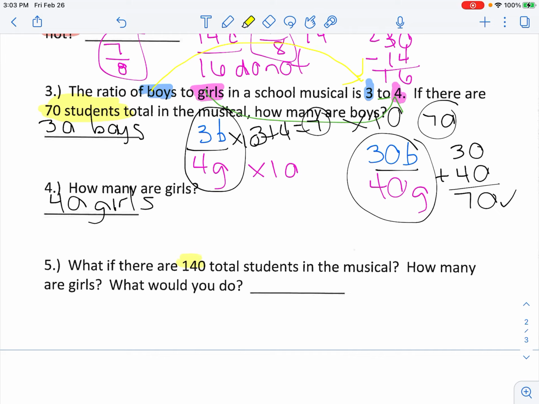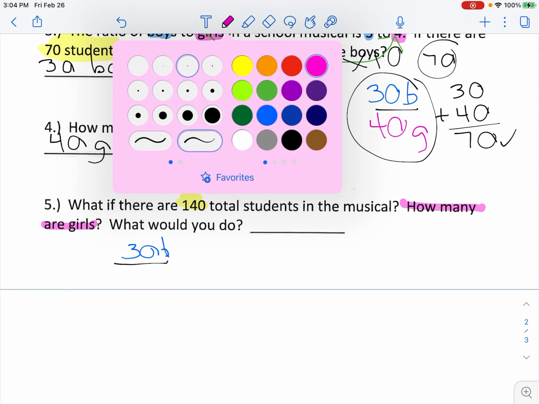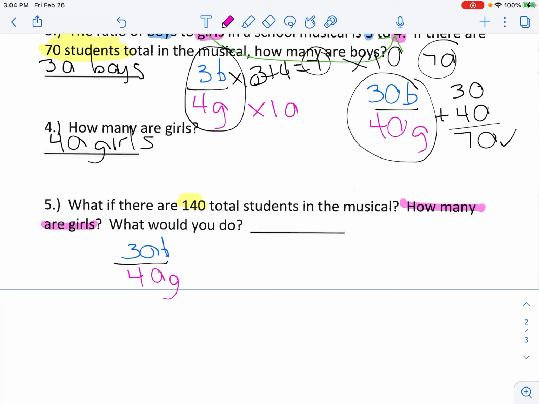What if there were 140 total students in the musical? How many are girls? Okay, so let's take what we had done before. We do not have to start all over. I'm going to take right where we were. We were at 30 boys to 40 girls. And we know that 30 plus 40 is 70 students in the play.